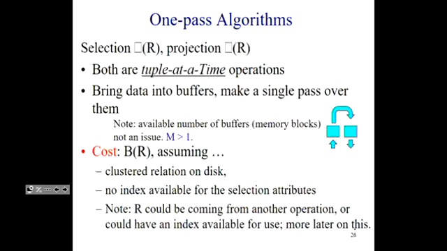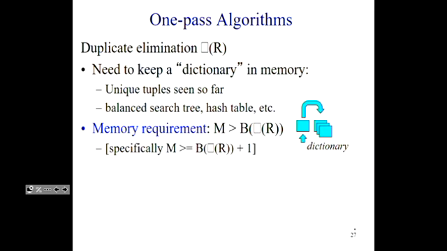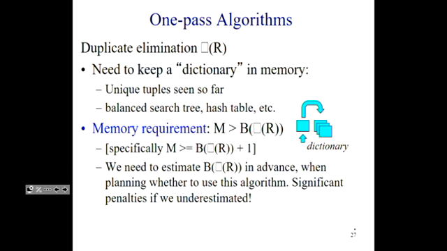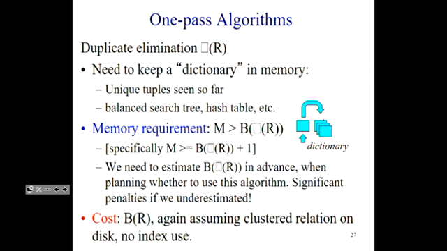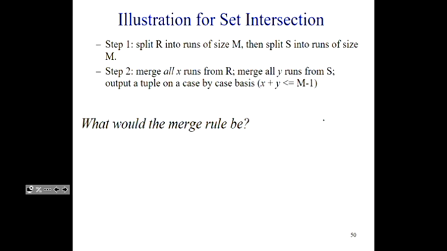So if you remember the one pass algorithm for duplicate elimination, you had the constraint M is greater than or equal to B(δR) plus 1, or in the worst case B(R) plus 1, and you had an input buffer and a dictionary for the duplicate elimination. So this is a one pass algorithm assuming the relation fits in memory. So now we have the one pass algorithm assuming the bucket fits in memory, right?